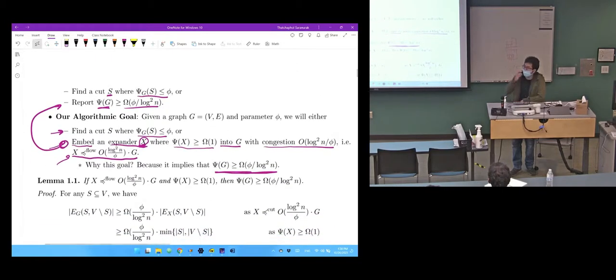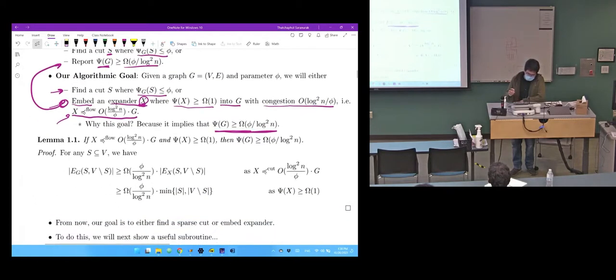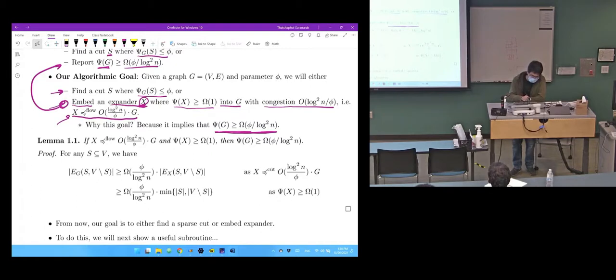And the reason is just simple. By now, maybe this is quite natural for you to see. Suppose that X is embeddable into G with this congestion, and let's say that X is an expander. Then what do we have? We want to say that it means that the expansion of G is big too.